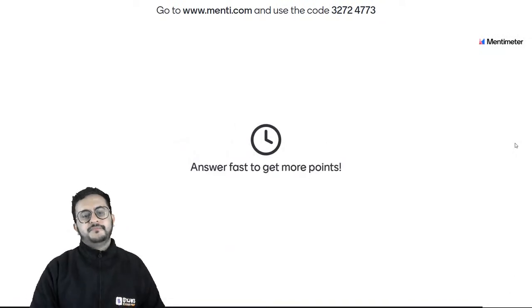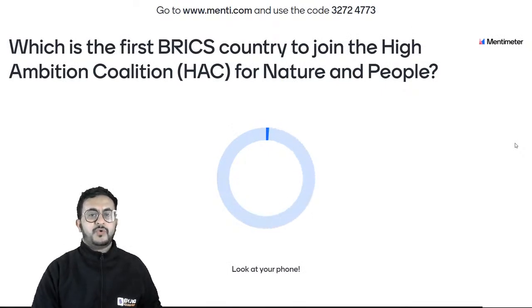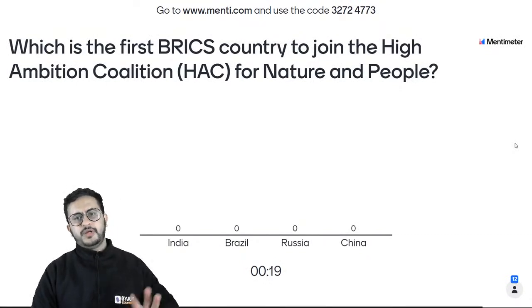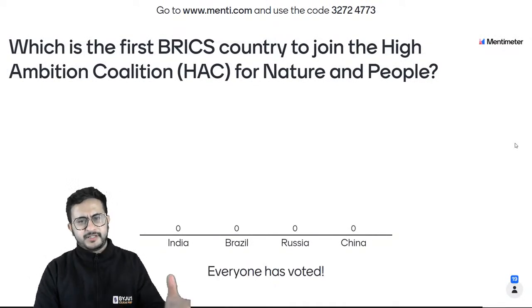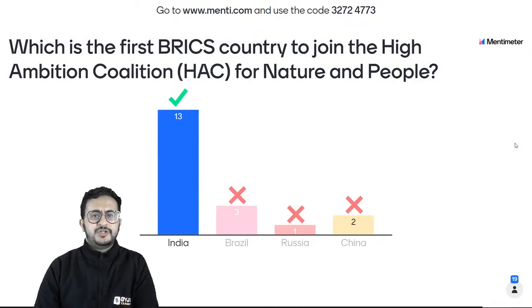Okay, here's the next question. Which is the first BRICS country to join the High Ambition Coalition for Nature and People? The High Ambition Coalition is an organization for environmental conservation, and it is headed by three countries: Costa Rica, France, and UK. India has become the first among the BRICS countries to join this coalition. There are some 70 countries globally in this organization.